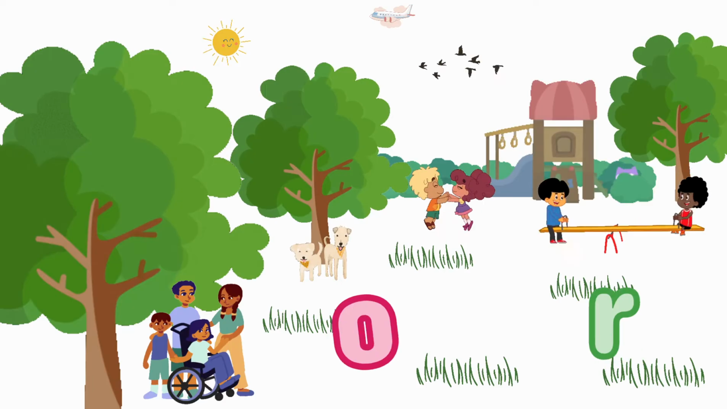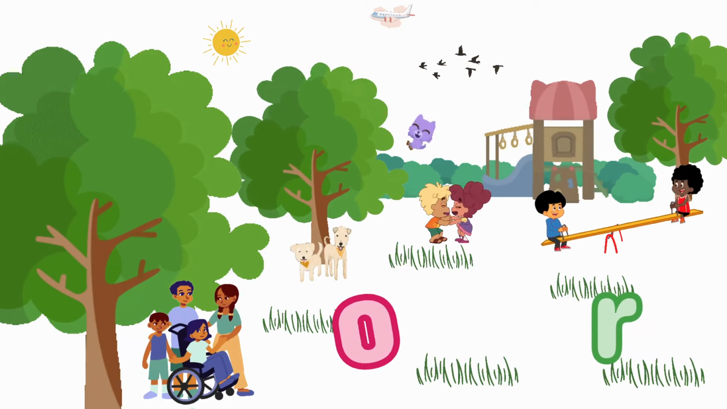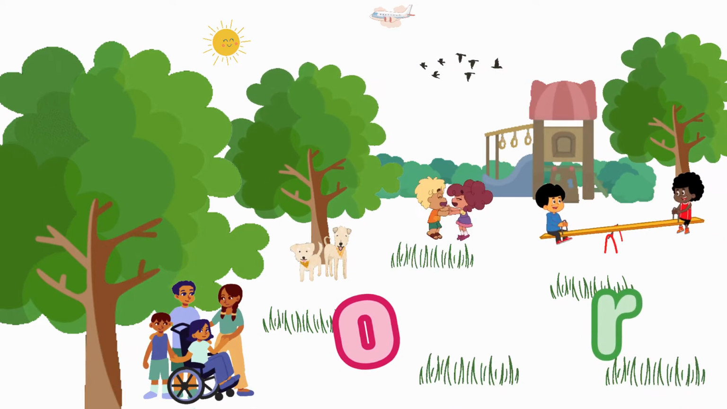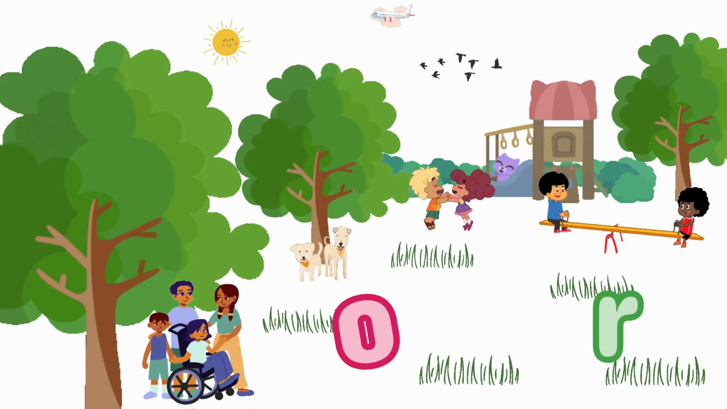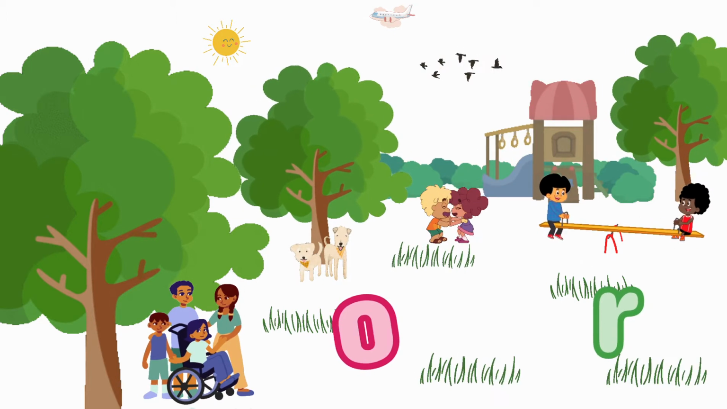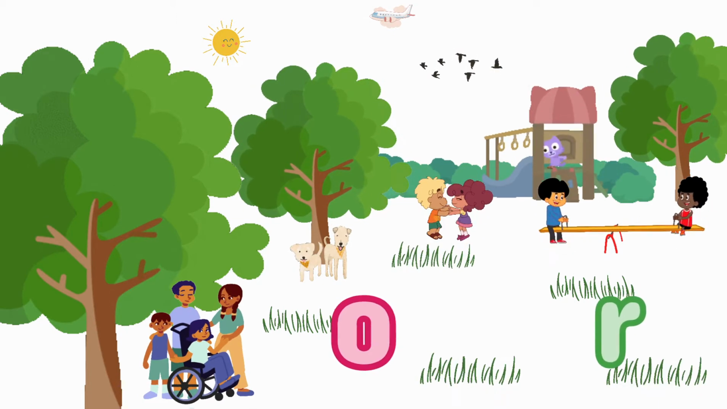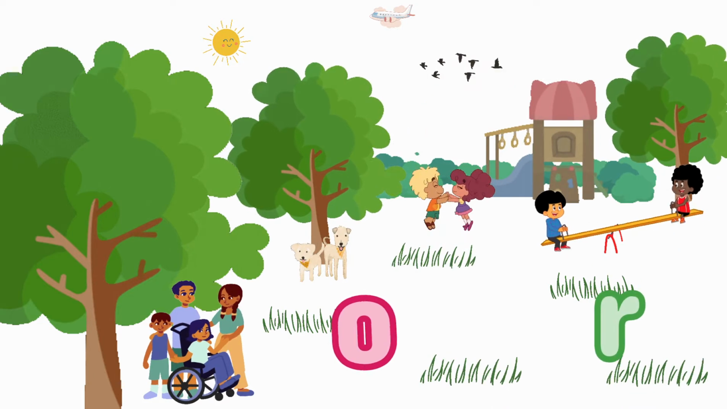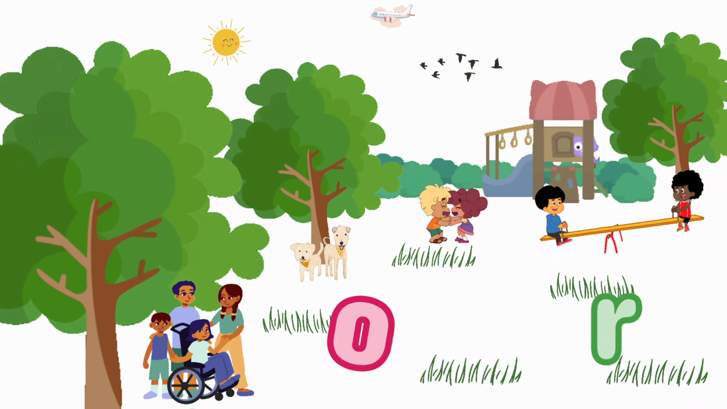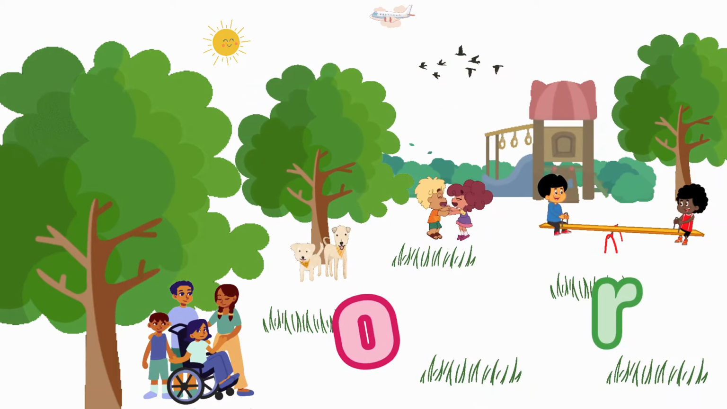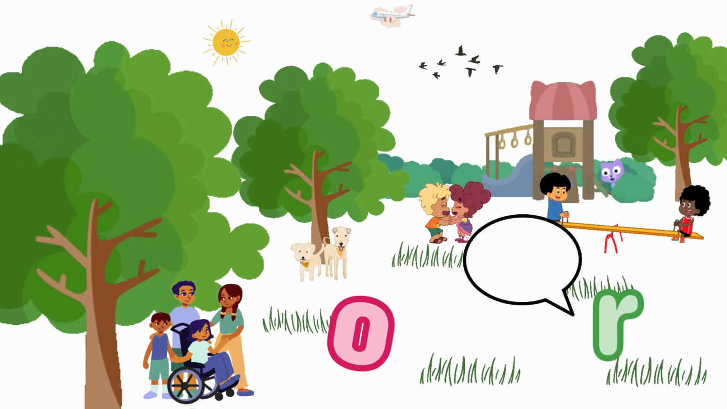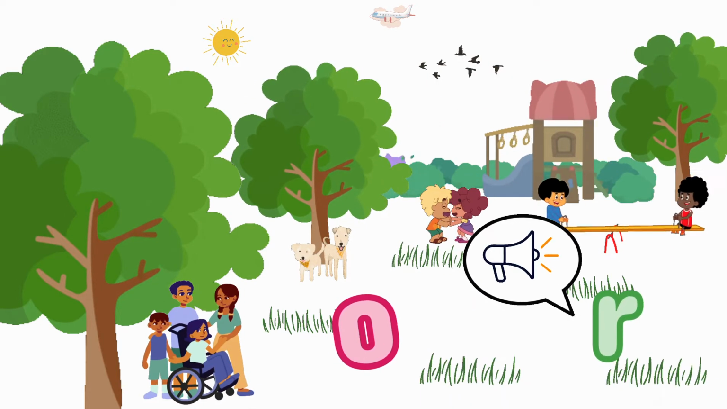Today, we are going to see two more letters playing a game and make a word by blending their sounds together. Here is the letter O, and here is the letter R. We know the sound that the letter O says, but can you remember the sound that the letter R says? R says the sound R.